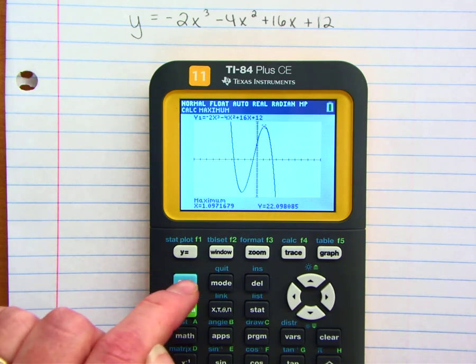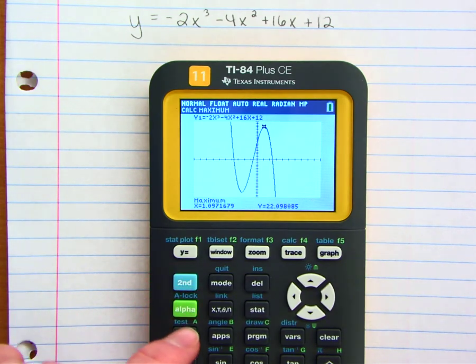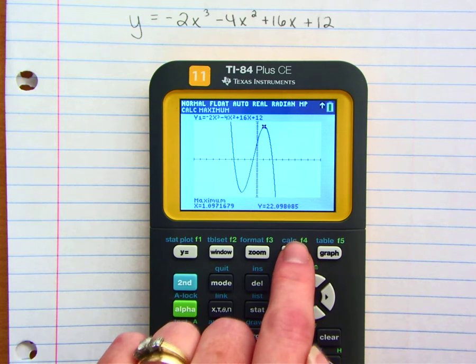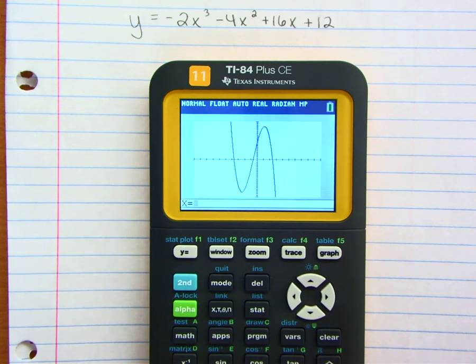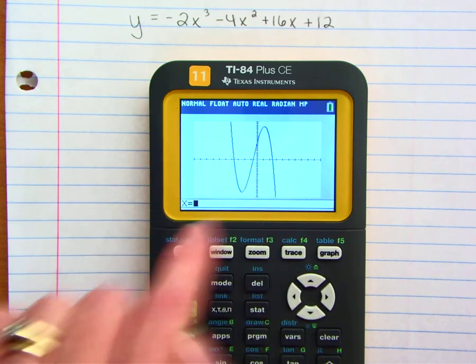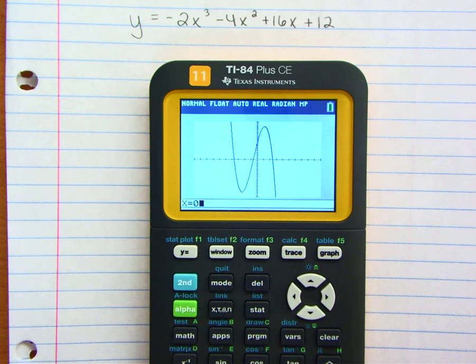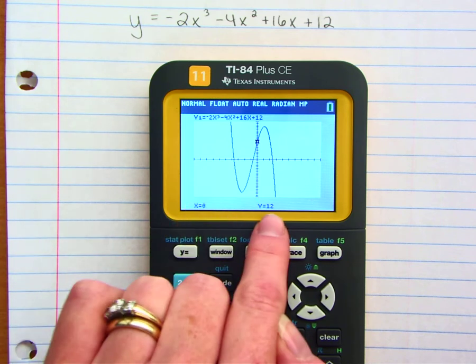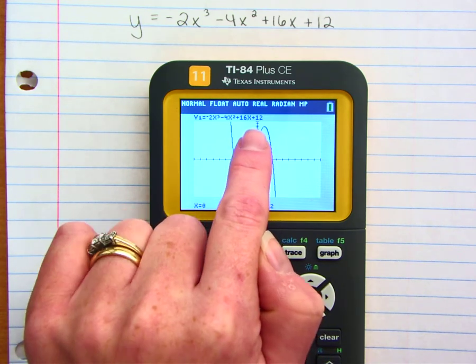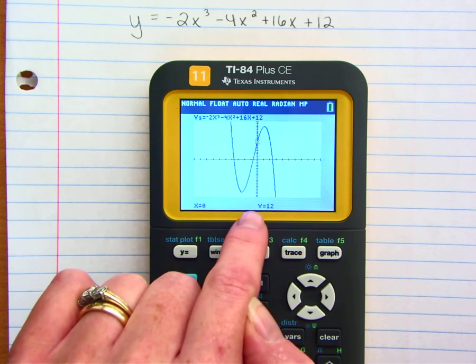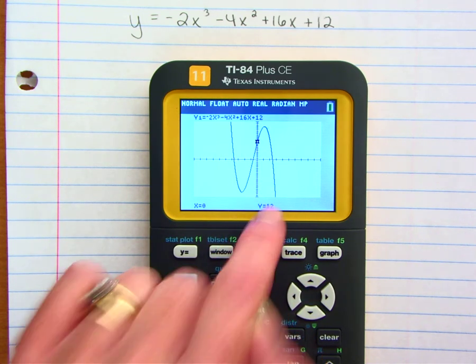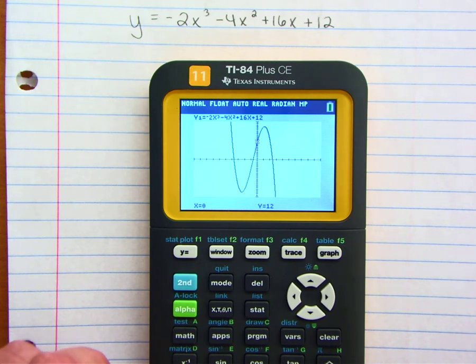So then after we find our maximums and minimums, the other values we want to be able to locate are the y-intercepts. So where does this graph cross the y-axis? To do that, we hit second, trace again, and now we're going to find a value, so number 1. And the value we want to know is the y-intercept, which is when x is 0. And hit enter, and it tells you the y-intercept is 12, which matches the equation because we know the constant term of the polynomial function is the y-intercept, and you can see that that is where it crosses. So those are the key points on a graph that we want to be able to identify.